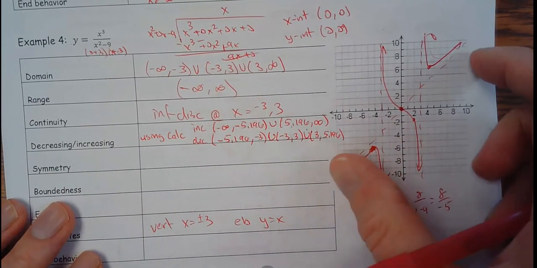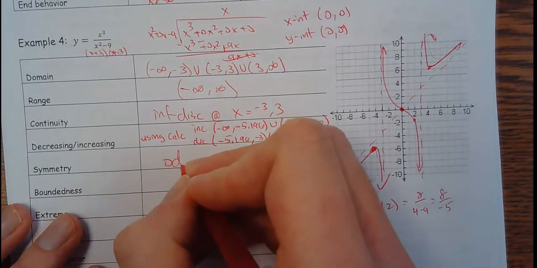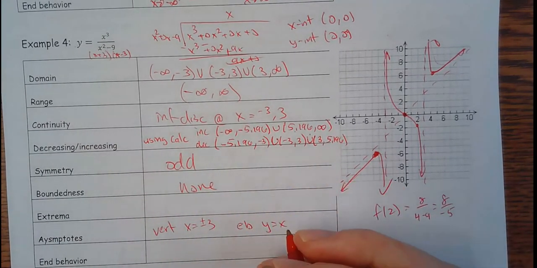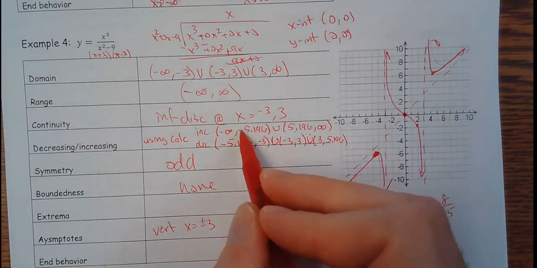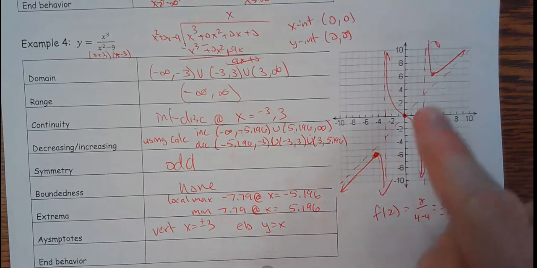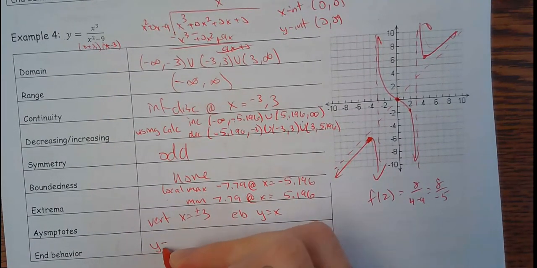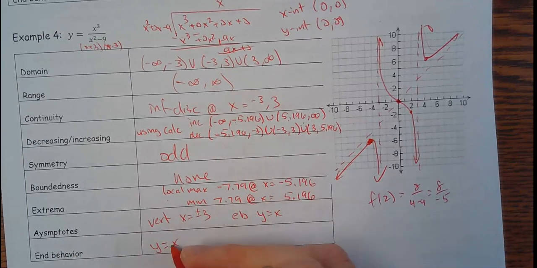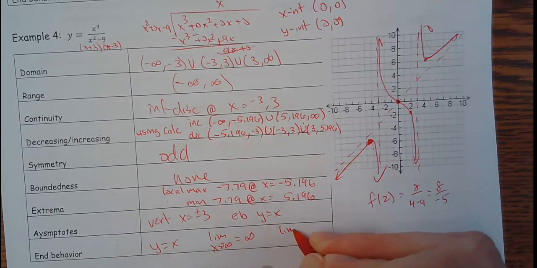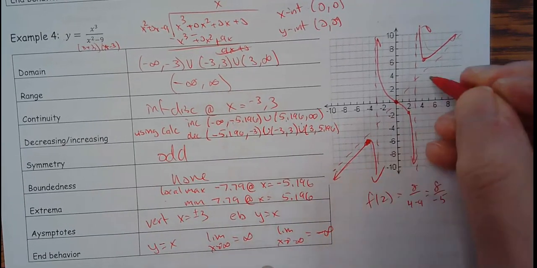Symmetry, this actually does have odd symmetry. If you rotate it 180 degrees, you have the exact same graph. Boundness, none. The extrema, or these extrema I found up here, I use a calculator to find these mins and maxes, the local max and local min. And the end behavior, since it follows that guy right there, as I go to the right, the limit as x approaches infinity will be infinity, and the limit as x approaches negative infinity will be negative infinity. Going to the left's going down, going to the right's going up.